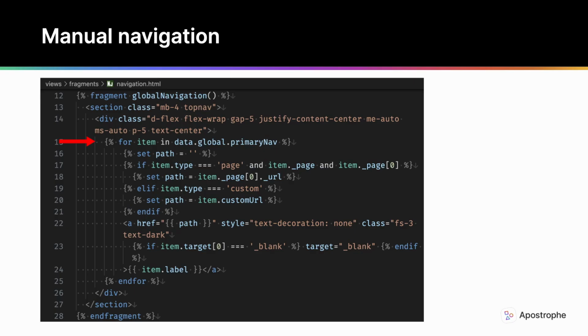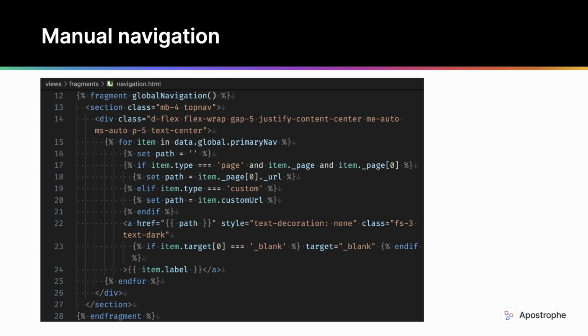To create our navigation, we are once again using a for in loop to step through each of the array items added to the data.global.primaryNav schema field. The data.global object is available in all templates. For each array, we are using an if-elif conditional to test if it is a page or a custom URL. For pages, we are also making sure that the review piece still exists and hasn't been archived.